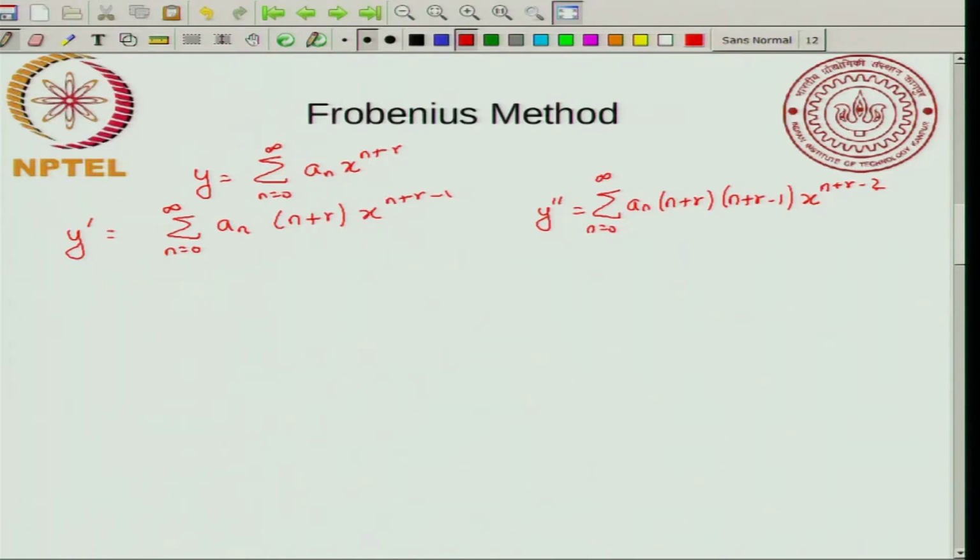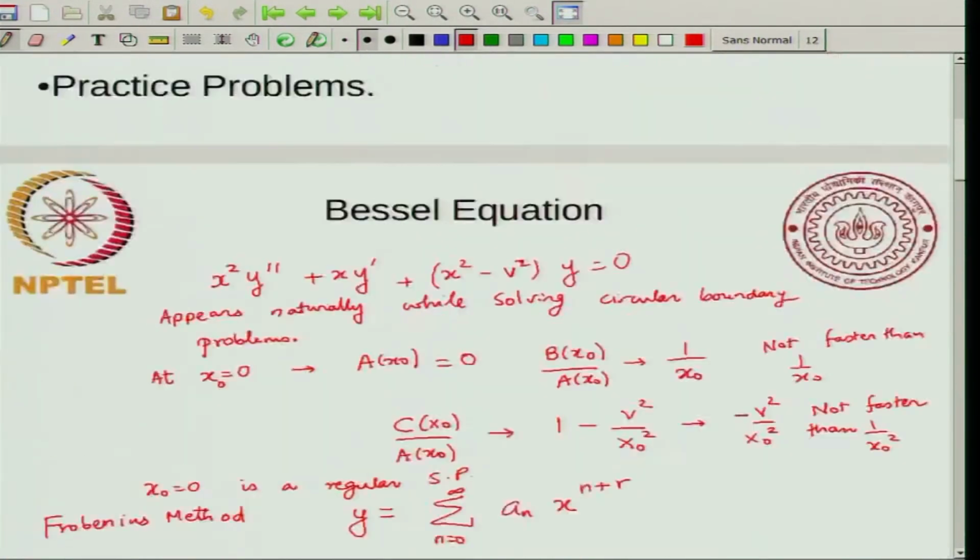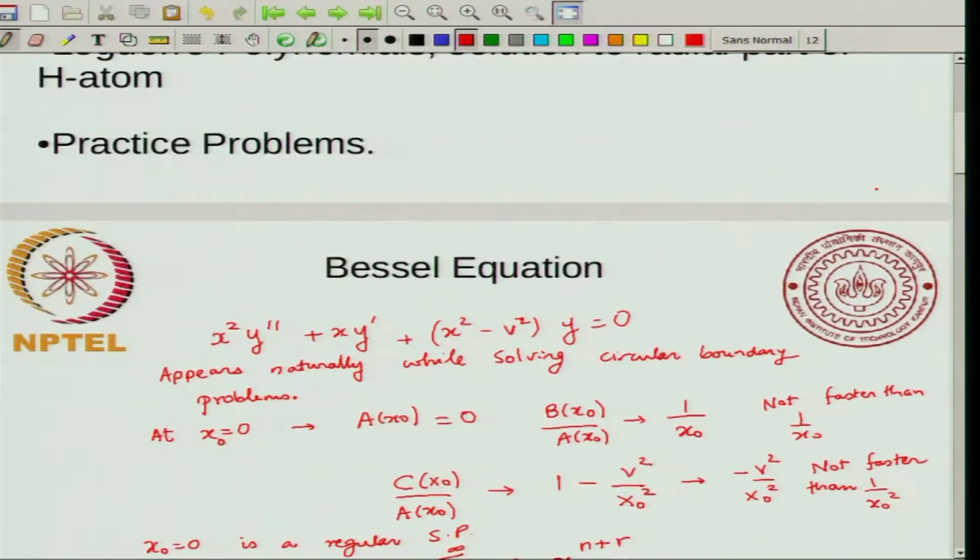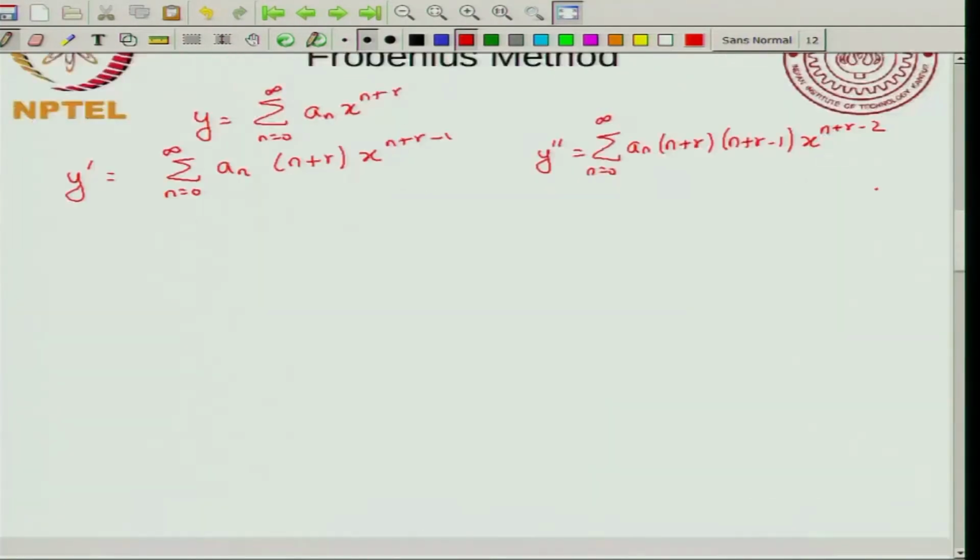Okay. Now when you substitute this in the differential equation, so you go back to your differential equation, x square y double prime plus x y prime plus (x square minus v square) y equal to 0. So when you substitute this, x square y double prime will look like sum over n equal to 0 to infinity a n (n plus r)(n plus r minus 1) x raised to n plus r, plus sum over n equal to 0 to infinity. Now notice I had n plus r minus 2 and then I have x square y double prime. So then it becomes n plus r. Similarly x y prime will become y prime multiplied by x.